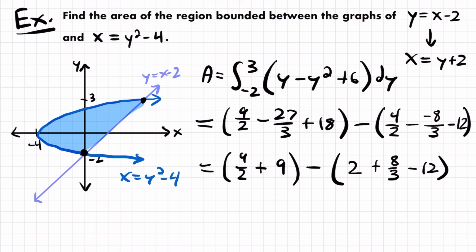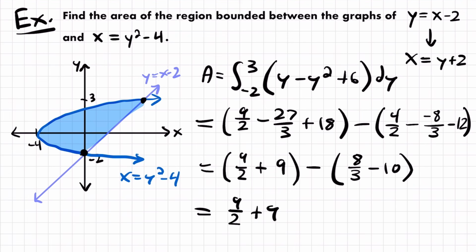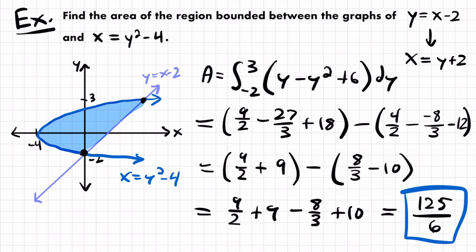4 divided by 2 is 2, and these negatives cancel out to become positive, and so we have plus 8/3. Okay, and so then this 2 and this -12 will combine to be -10, and so this will become 8/3 minus 10, and this will be equal to 9 halves plus 9 minus 8/3 plus 10. If you add all this together, 9 plus 10 is 19, and 9 halves minus 8/3 is 11/6, and so that will be equal to 125/6. And that is the area of this region between these two functions when integrated with respect to y.